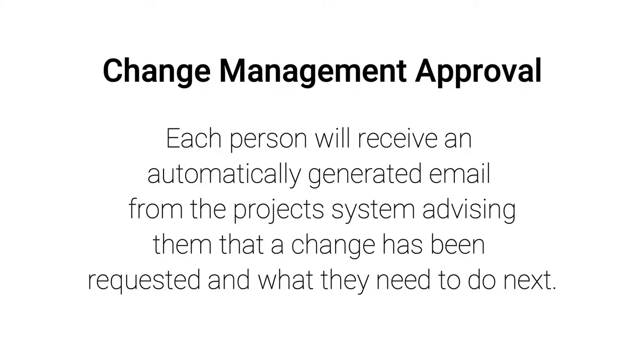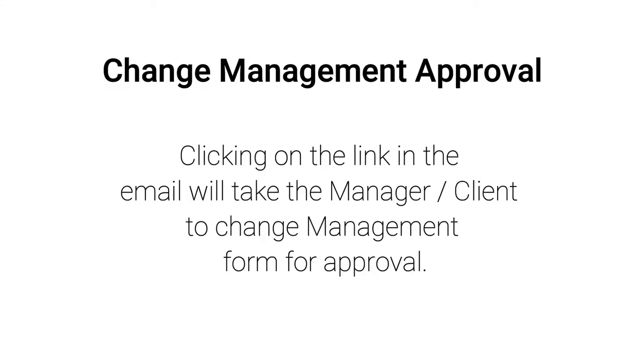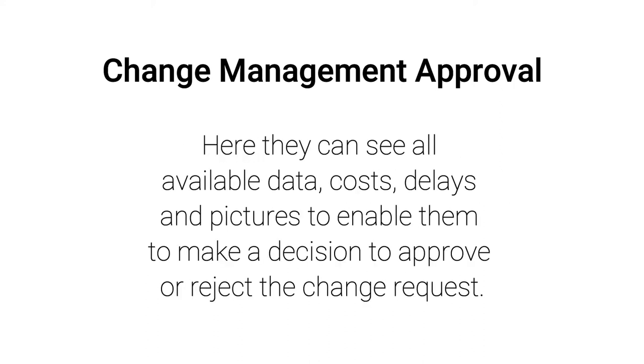Each person will receive an automatically generated email from your project system advising them that a change has been requested and what they need to do next. Clicking on the link in the email will take the manager or client to the Change Management form for approval. Here they can see all available data, costs, delays, and pictures to enable them to make a decision to approve or reject the change request.